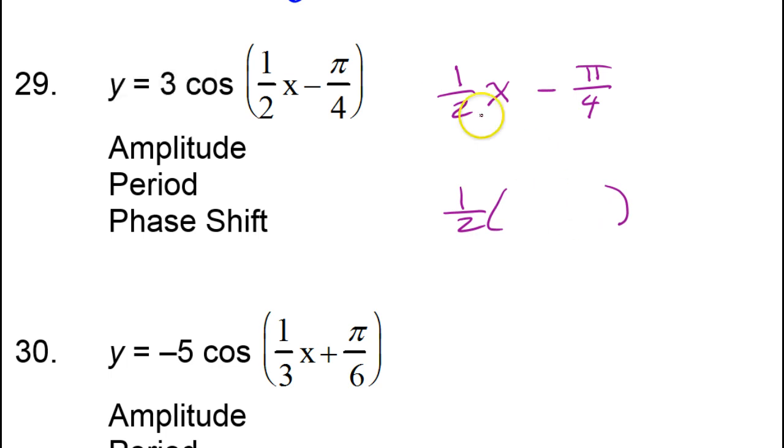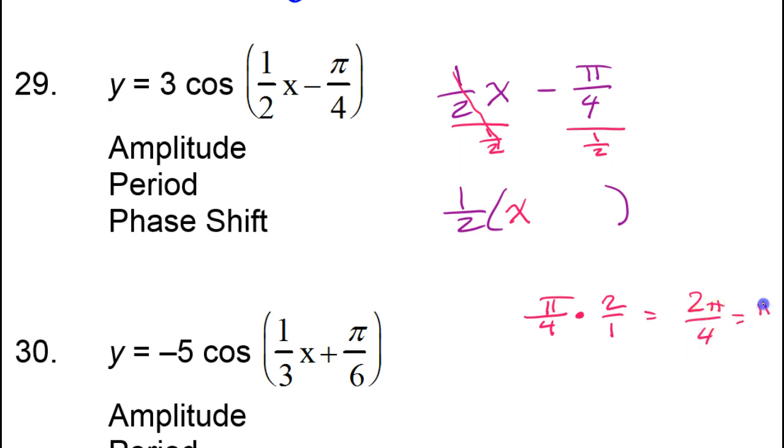To figure out what goes inside the parentheses, you have to divide. If I'm taking out 1/2, I have to divide each of these by 1/2. That way these will cancel out and I will just have x. Now, if you want to do pi over 4 divided by 1/2, dividing by a fraction is the same thing as multiplying by the reciprocal. So pi over 4 divided by 1/2 is the same thing as pi over 4 times 2, or 2 over 1. So that would just give me 2 pi over 4, which reduces down to pi over 2. So that's what goes inside the parentheses. So if I did this division and I got pi over 2, this will be x minus pi over 2.